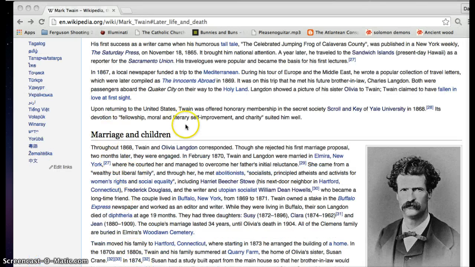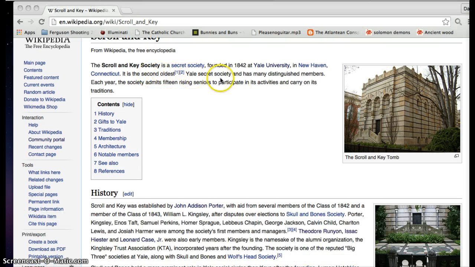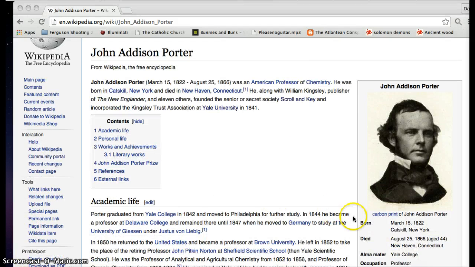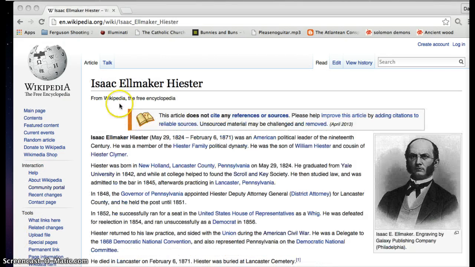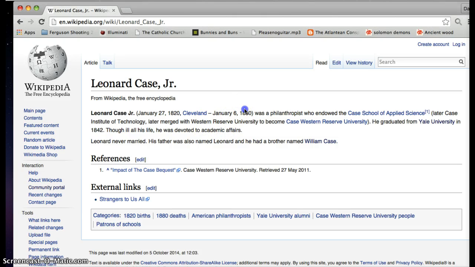Okay, so back to Mark Twain here. It says, Twain was offered honorary membership in the secret society Scroll and Key of Yale University. It is the second oldest Yale secret society, and it was established by John Addison Porter, who died age 44 in 1866, and he was born in 1822, so 66 minus 44 is 22. I don't know. But 22, 44, 66. Pretty weird. The only other guys you can click on here dealing with it are Theodore Runyon. He died age 73. This guy died on the 37th day of the year. And this guy died age 59 in 1880.